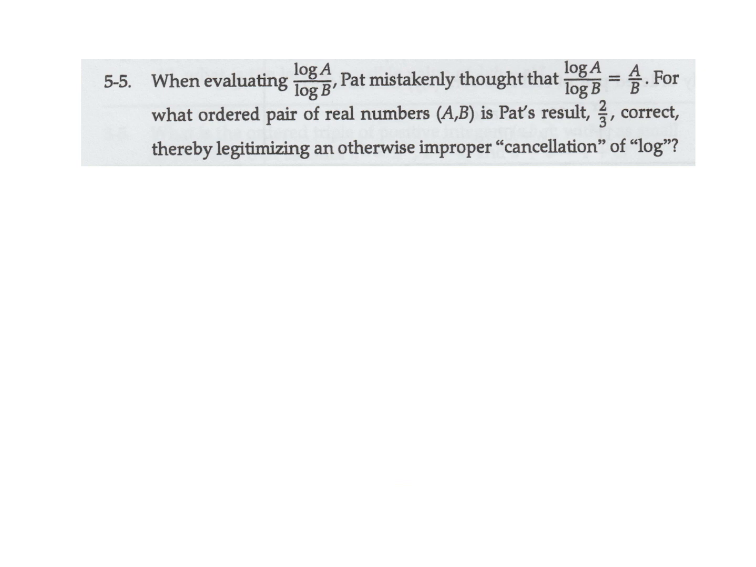When evaluating log a over log b, Pat mistakenly thought that log a over log b is equal to a over b. For what ordered pair of real numbers a, b is Pat's result 2 over 3 correct, thereby legitimizing an otherwise improper cancellation of log? Log a over log b, now they don't give a base, so that's just assumed to be base 10, is a over b, and they're saying that is equal to 2 over 3.